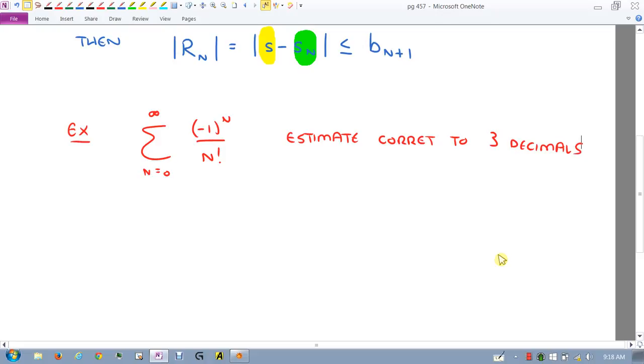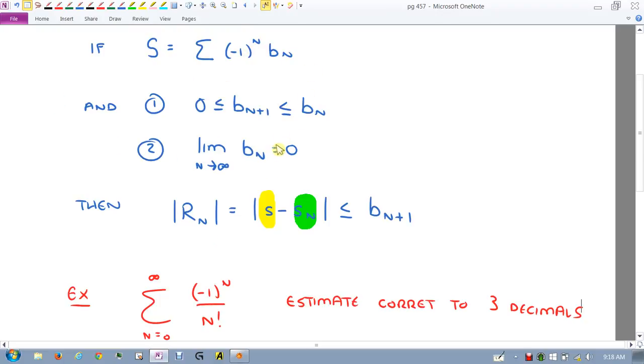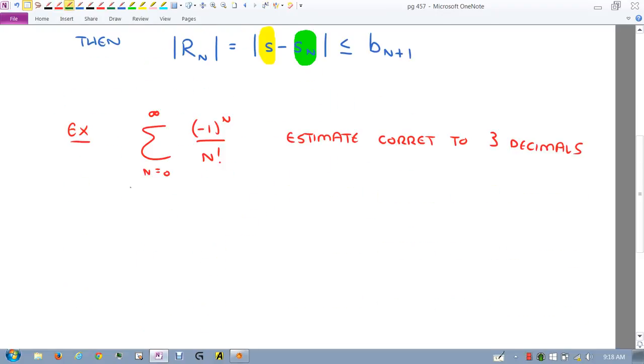Well, we have to first realize it's an alternating series, so it does fall into this category. What would b sub n be for us? The part that's not the alternating part: 1 over n factorial. Then you ask yourself, is this decreasing? Is b sub n plus 1 smaller than b sub n? I won't go through the work, but you'd plug n plus 1 in here and then compare them. That inequality would be true. We'll just say, yes, that's true.